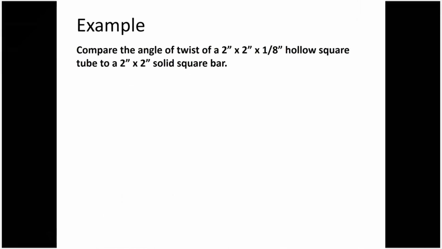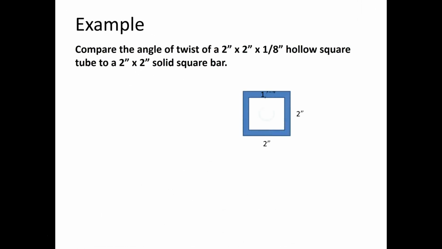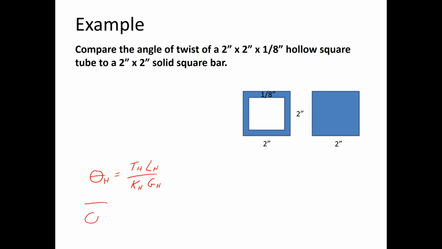Let's do an example where we compare the angle of twist of a 2" by 2" by 1/8 inch hollow square tube to that of a 2" by 2" solid square bar. So to compare the angle of twist of the hollow section, the angle of twist of the hollow is equal to the torque on the hollow times the length of the hollow section divided by the K, which is that geometric property of the hollow section, and the shear modulus of the hollow section. We're going to compare that to that of the solid section.